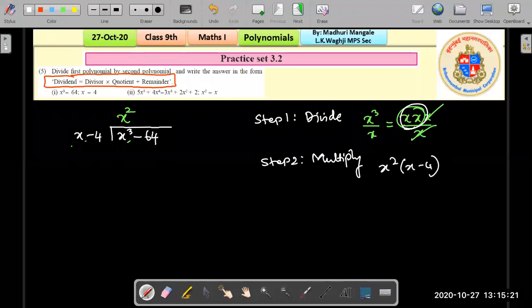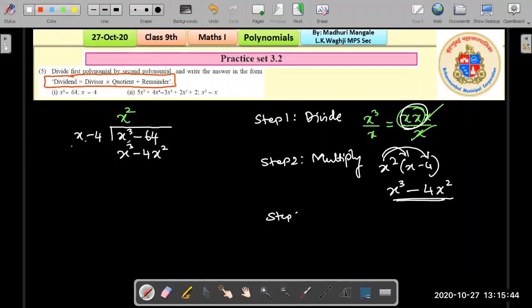Now we are multiplying. So how do we multiply? We are distributing, right? So x squared times x will be x cube minus x squared times 4 will be 4x squared. We will write this at the bottom, x cube minus 4x squared. So that is step 2. And then step 3, that is subtraction. We subtract these two expressions.